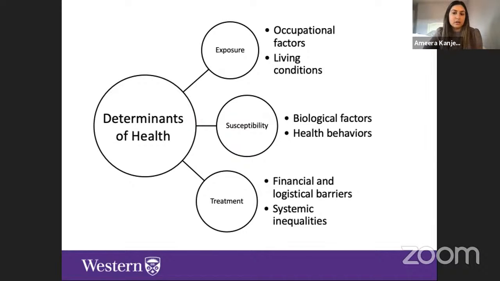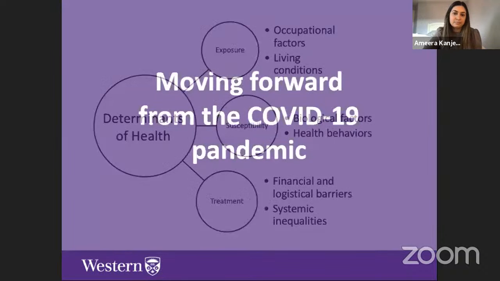For example, occupational factors such as the ability to work from home would reduce an individual's exposure to the virus, and biological factors such as underlying health conditions increase an individual's susceptibility of experiencing adverse health outcomes from COVID-19. So this adds another layer of complexity rooted within the personal and social determinants of health.